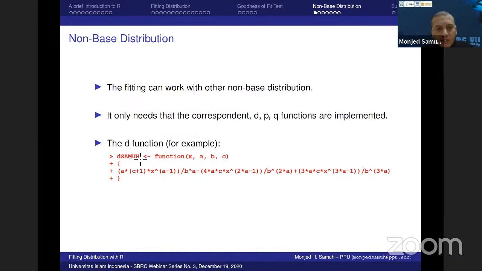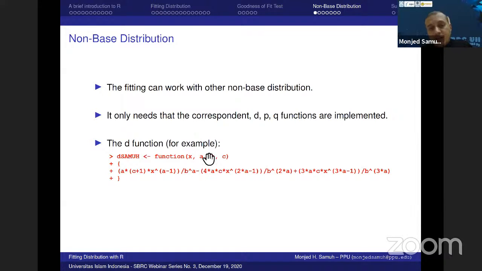You call it whatever you need. The first letter must be D, a function with the data and your parameters. Here I'm writing my own distribution with some of my colleagues. It is called the cubic transmuted power function distribution.